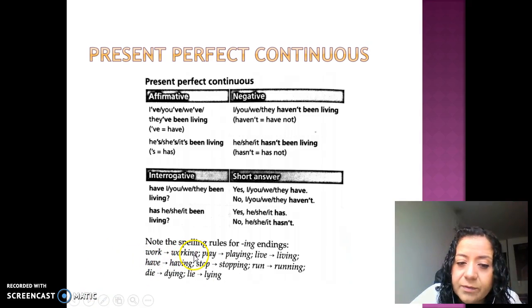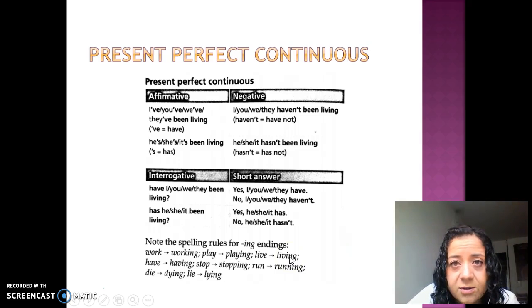Work, working, regular spelling. Play, playing, regular spelling. Live, living. Here there is a change. Can you identify that change? Have, having, similar to live. Stop, stopping. This is another change. What is it? What is different in the verb in the ing form? Run, running, same rule. Have you identified it? Die, dying. Lie, lying. Have you identified the rule here too? Okay, don't forget to take notes of the rules. Bring them to class next time.